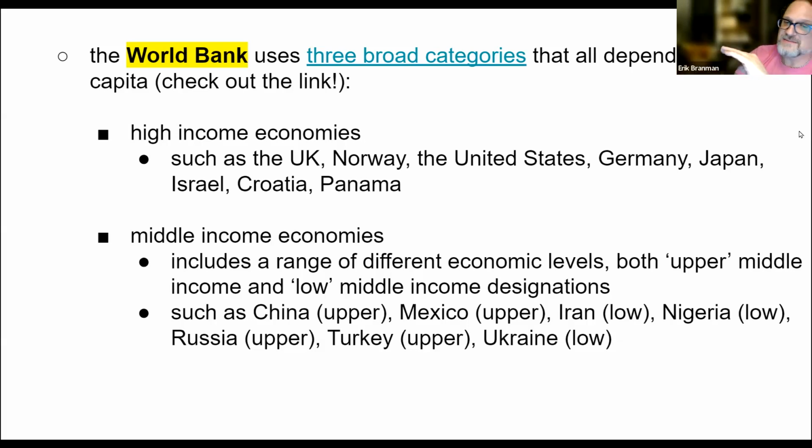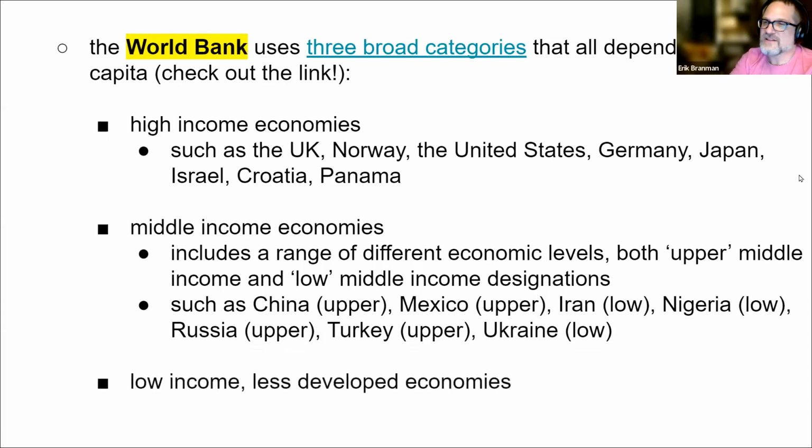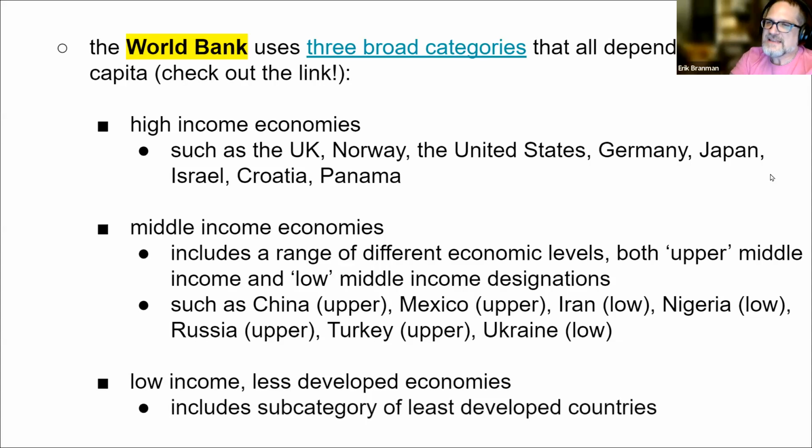China, upper middle. Mexico, upper middle. Iran, lower middle. Nigeria, lower middle. Russia, upper middle. Turkey, upper middle. Ukraine, lower middle. We'll look at shiny charts, graphs, and some quantitative data. I'm getting tired, folks, after doing several of these. Quantitative data that shows how the World Bank is determining upper and lower middle income. Lastly, the World Bank uses low income, less developed economies as the third category. This has the subcategory of least developed countries, very similarly to the IMF and the United Nations.